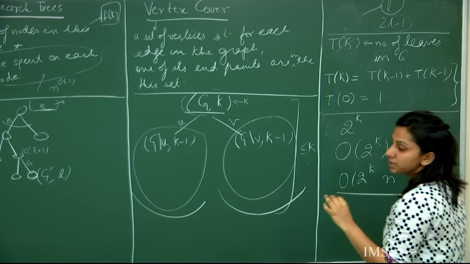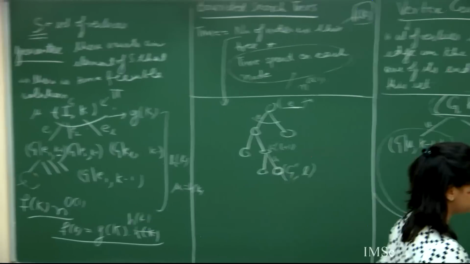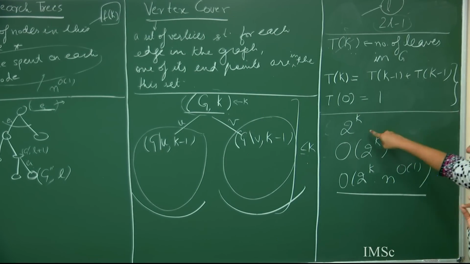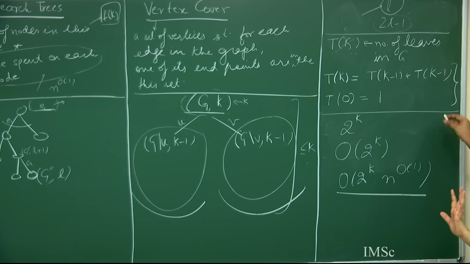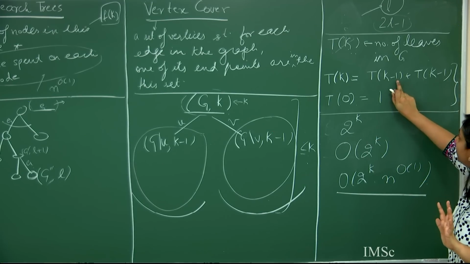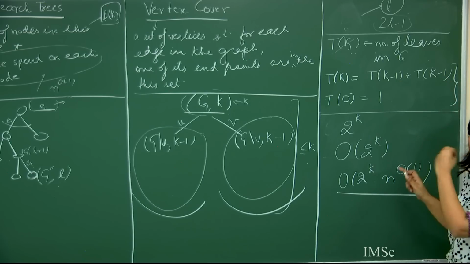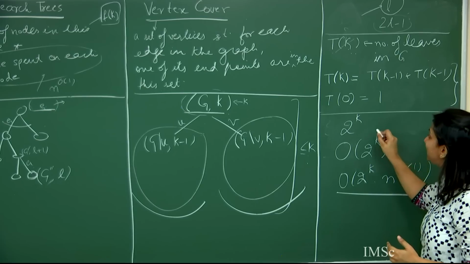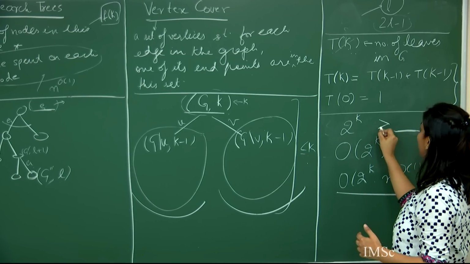Now we're going to see a slightly improved algorithm for vertex cover using the same technique. The technique is the following. Note that this recurrence solves to 2 power k. And we also know that, if any of these values, this is 1 here and this is 1 here, was more than 1, then this recurrence will solve to something strictly less than 2 power k.